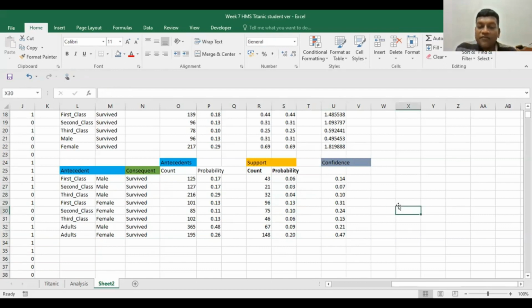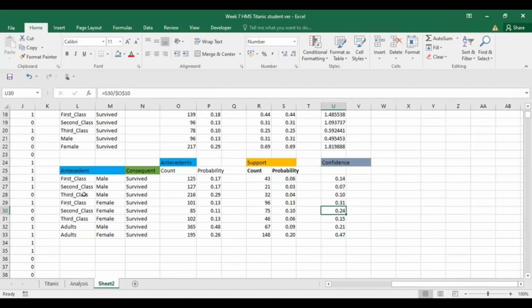Okay. If you look at confidence again, if it is known that the person has survived, there is a greatest chance she is a female, adult female. And next highest confidence is for second class female. So if it's known that the person has survived, there's a very high probability, that is 24% chance that the person traveled in second class.